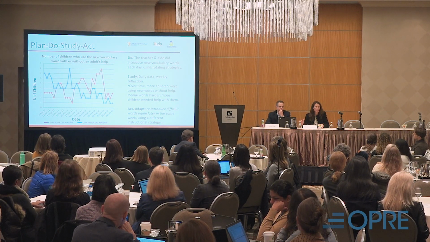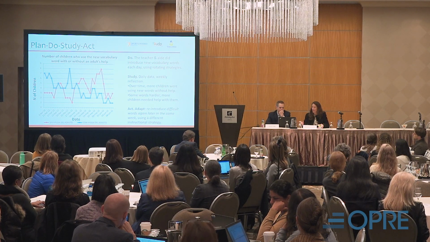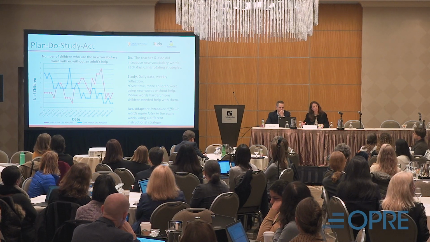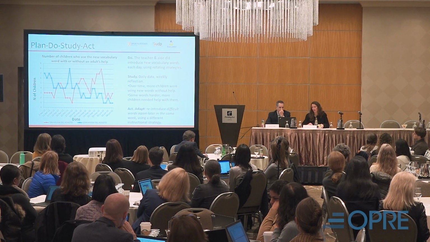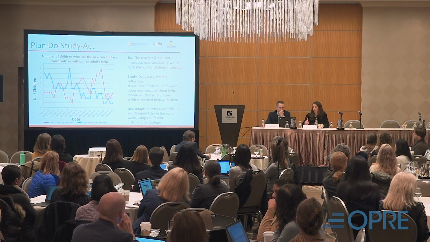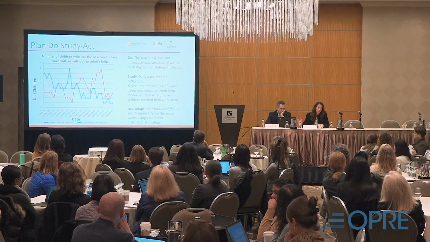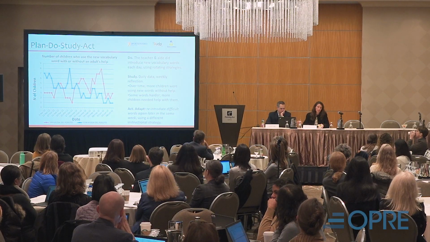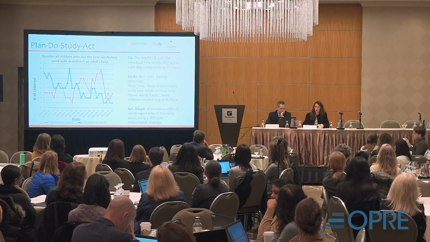So they collected data daily, and they did reflection on this weekly. And the chart on the left-hand side shows the number of children who can use the new vocabulary word. The blue line is with help, and the red line is without help, and the x-axis are days. So they did this every day, right? And you can see roughly that the blue line goes down and the red line goes up. And the teachers use this to see, were children using new vocabulary words without help?